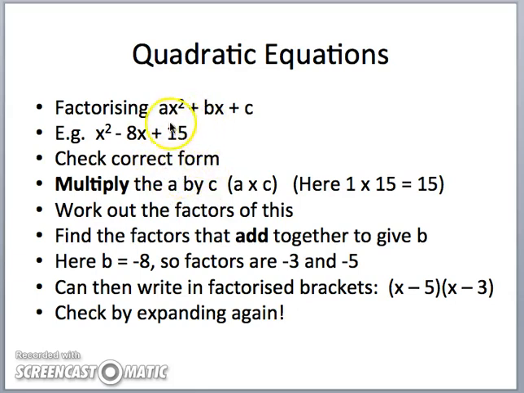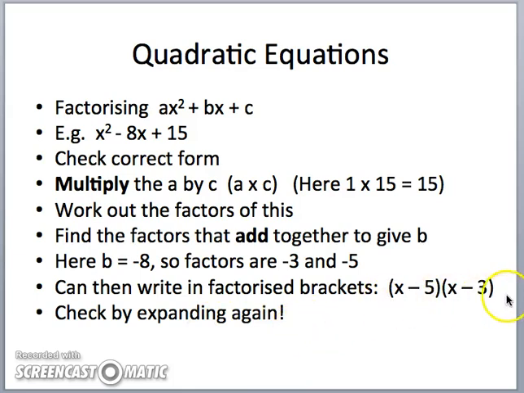And when we take those factors, we find the pair of factors that adds up to this b value, which is minus 8. So here we have b is minus 8, and we need the two factors that add to minus 8, which are minus 3 and minus 5. Just double check, minus 3 times minus 5 equals plus 15. So we can factorise this quadratic into these brackets. We could always check by expanding again.